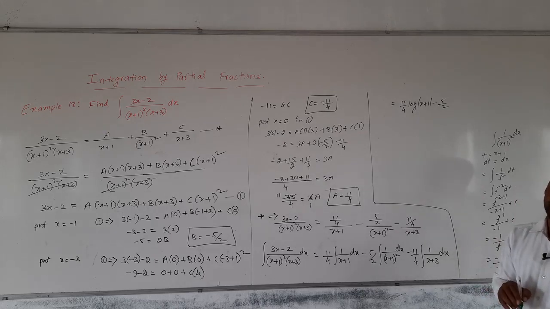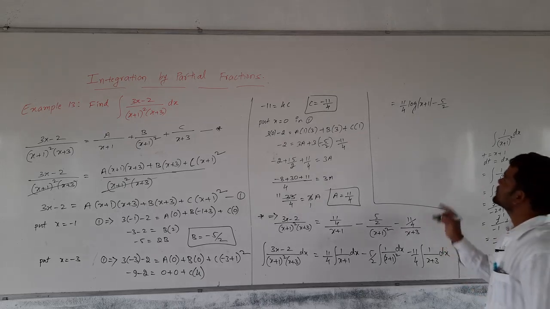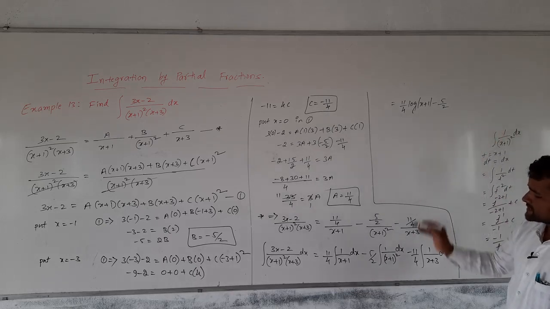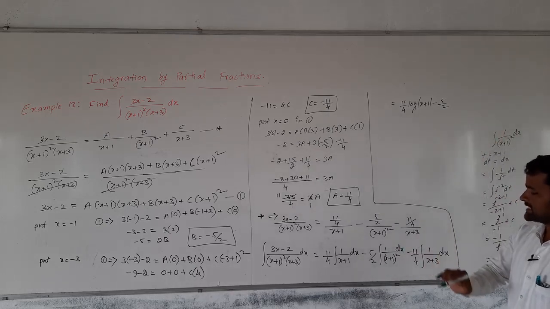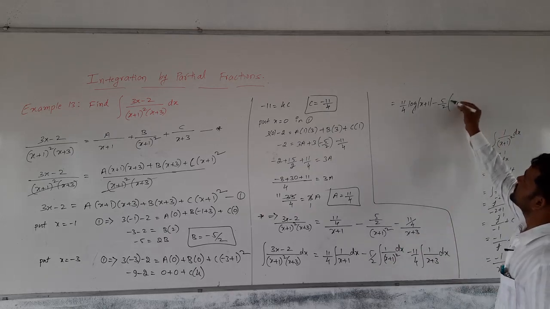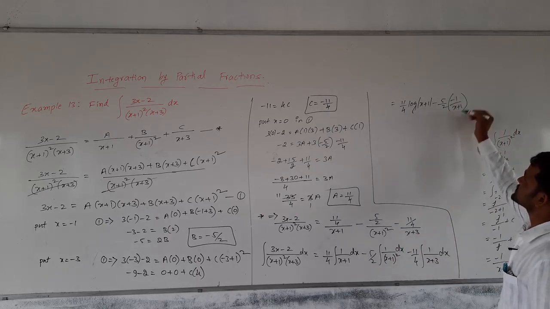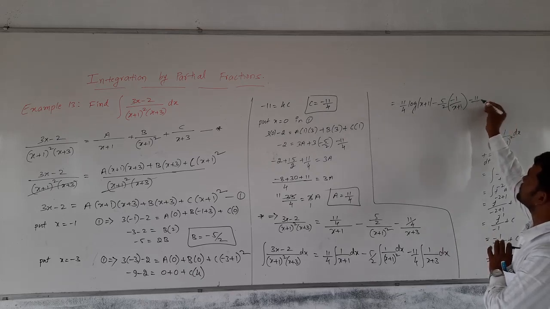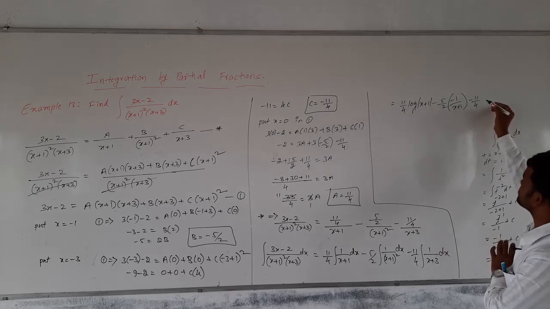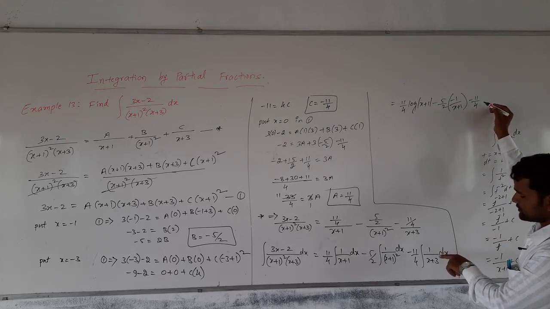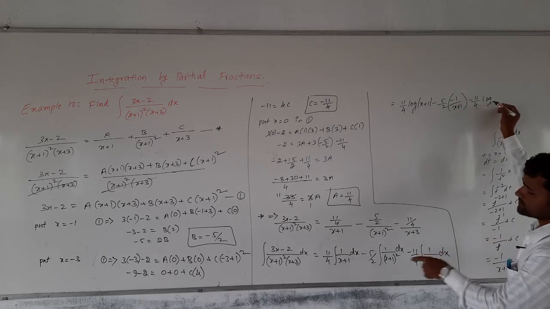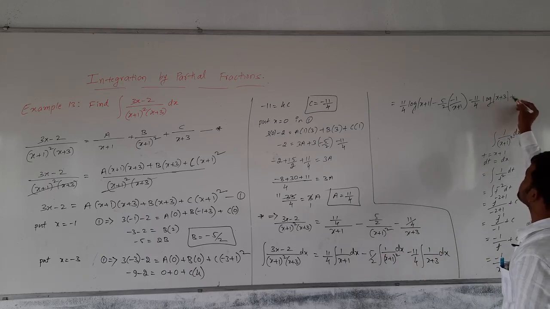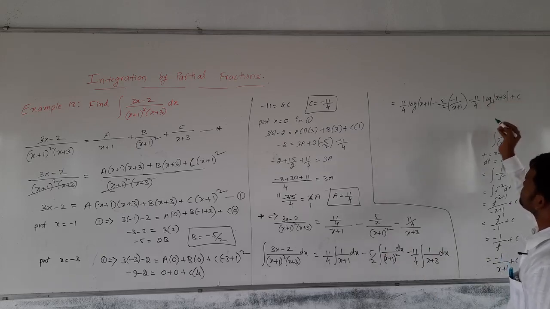You can do it separately, but here I will write directly. Minus 5/2 outside as it is, and the integral of 1/(x + 1)² is −1/(x + 1). I will write it together later. Then minus 11/4 into the integral of 1/(x + 3), which is the same as that of 1/(x + 1), that is log|x + 3|. Integration completed, put plus c.